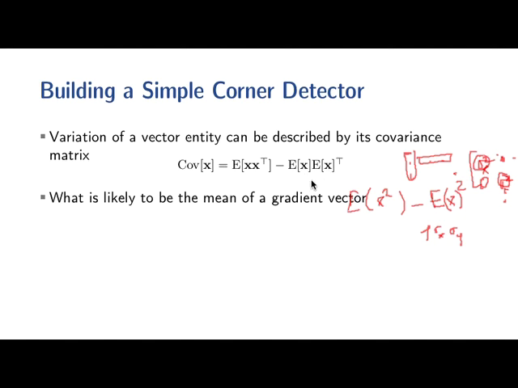means within that window, let's say that window was 10 by 10, so I have 100 gradient vectors inside it. So I just average them out. That's expected value of x. Okay. So what's likely to be the mean of a gradient vector?